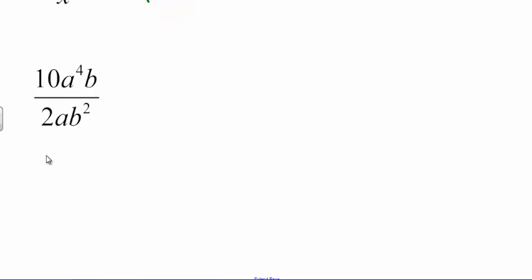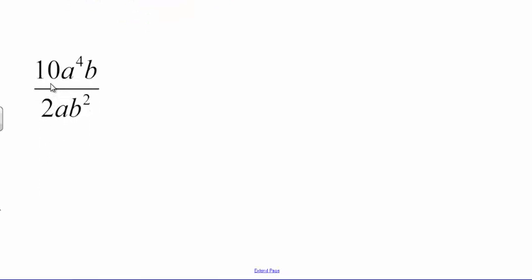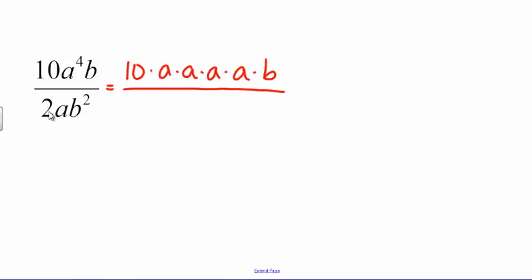On the bottom here, we have to do the same thing. So we have to first expand out the top. So we write 10, and we have to write 4 a's and 1 b. And on the bottom, we have to write our 2, 1 a, and then we know we're going to have 2 b's.